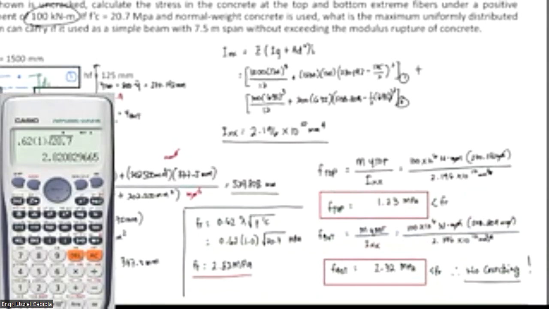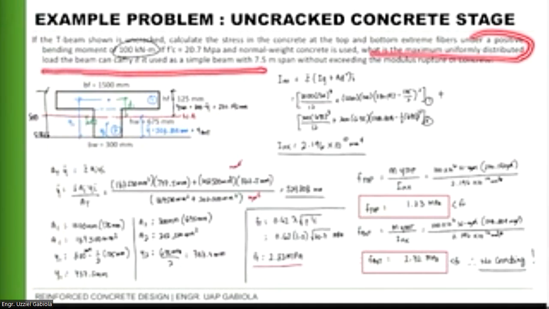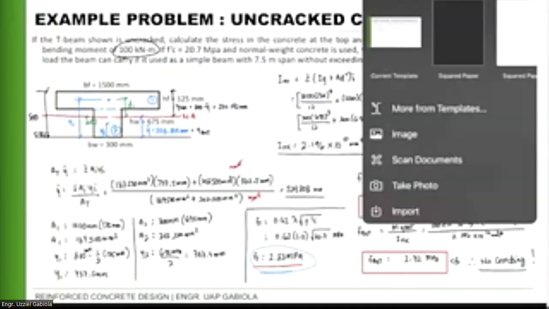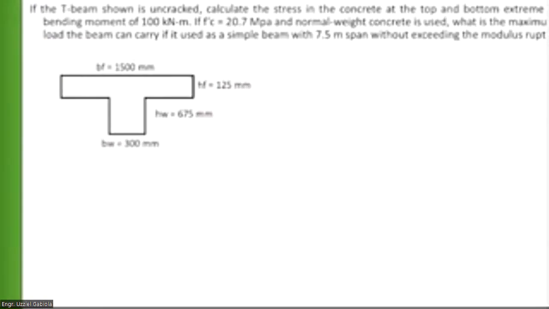Now we go to the second question. Okay, the second question is, what is the maximum uniformly distributed load if the beam carries a simple beam with 7.5 without exceeding the modulus of rupture? So we need the value of the modulus of rupture. So let me copy this one. Okay. Then we have a simple beam. So going to another slide. So we have a value for modulus of rupture.